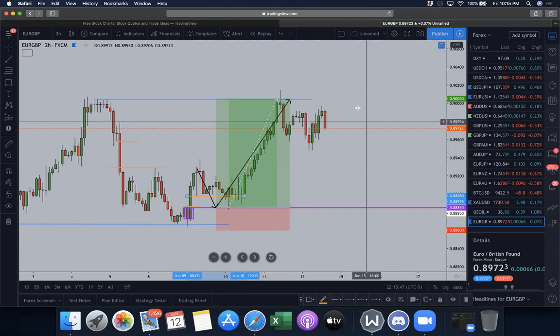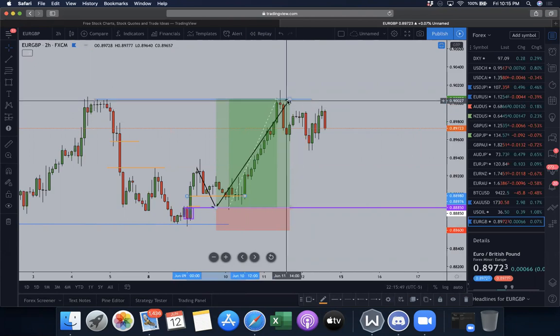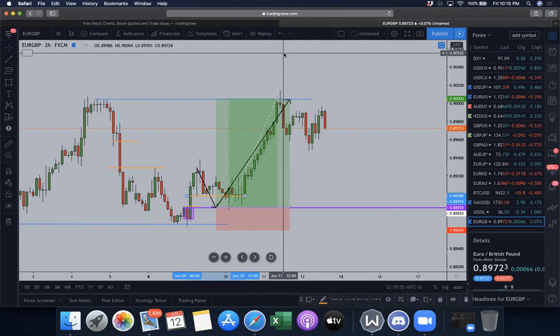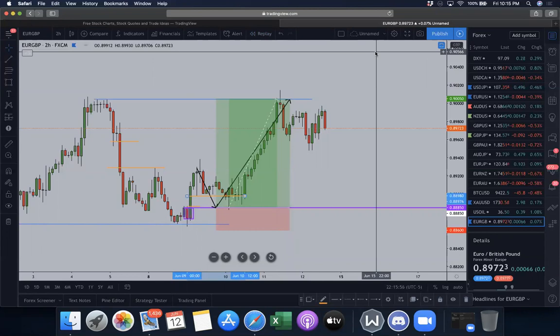So let me know in the chat if that makes sense. Okay, Mohammed says, why does the imbalance happen? So imbalance is because the move is so aggressive that it gaps.